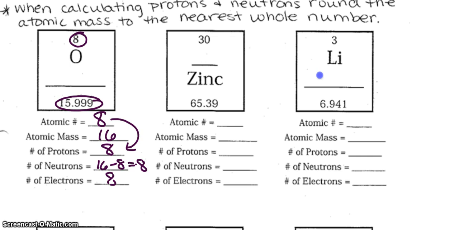Now, I tried to show all of my work for filling those in. My atomic number is equal to the protons. Your neutrons come from the atomic mass minus the protons. You don't have to show that math, you can just write it in. So I showed you that I took 16 minus 8 to give me 8, but you could just write the final answer of 8. And then because these are all neutral atoms, your electrons will be equal to your protons.